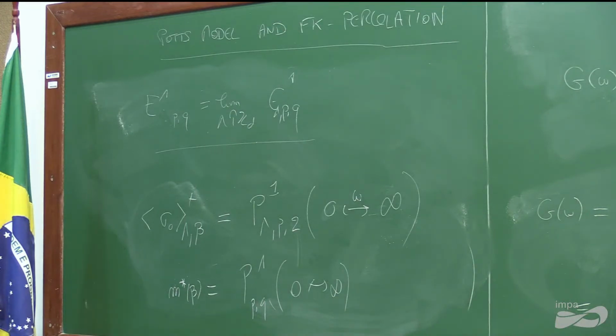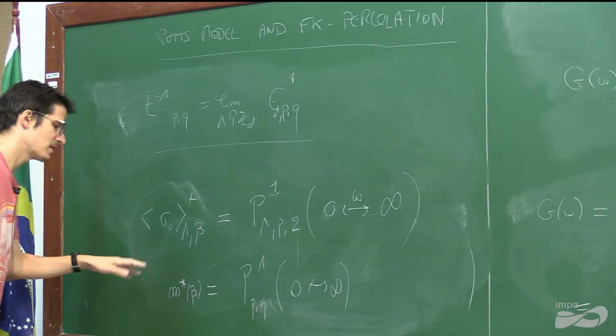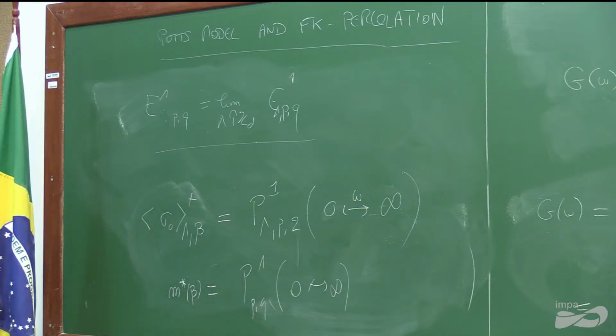So basically you have two cases. Either P1 does not percolate, and in this case you have uniqueness of the Gibbs states for the Ising model, or P1 percolates, and you have plurality of Gibbs states for the Ising model.